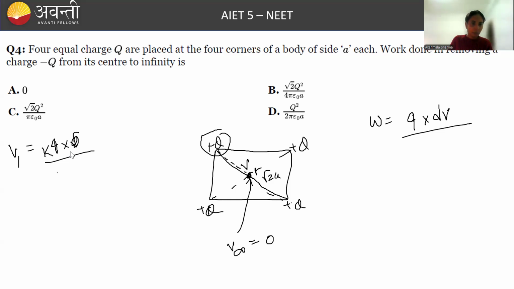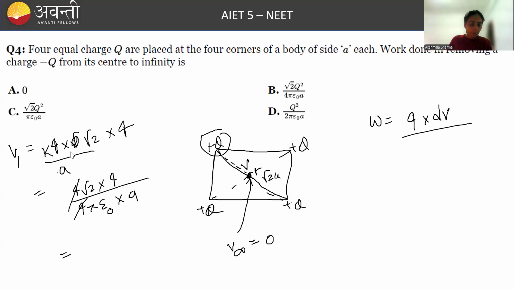So half of this will be, potential formula is kq by r. So r here is how much? That is √2a by 2. That is a by root 2. This is because of single charge. Because of four charges, it will be this. So 4√2 into q by, k को अगर ब्रेक करोगे तो कितना होगा? 4 pi epsilon naught. Done है? So 4 will get cancelled and it will remain how much? √2q by pi epsilon naught a.